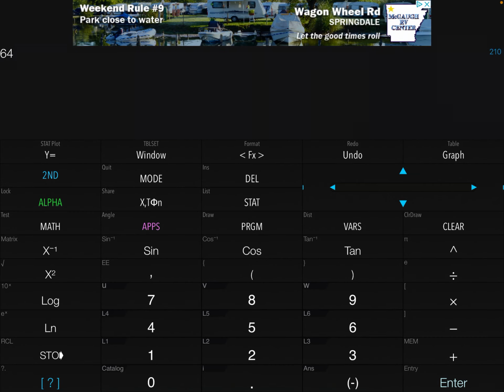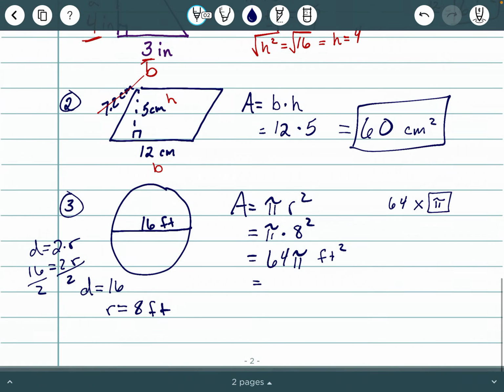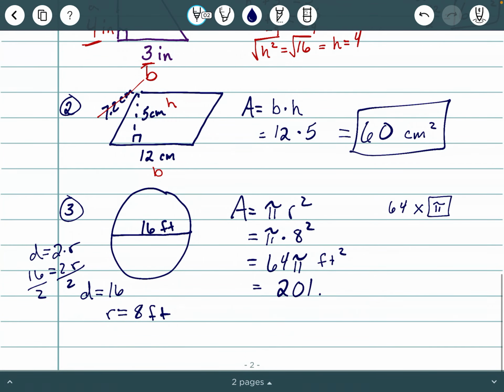We're going to type in 64 times, to find the pi value on these calculators, you're going to look right above this exponent key where it says clear. Right underneath that is my exponent key. And if you look at the top left corner of that, that's your second option for the key. So I hit second, and then it brings up pi like that. Hit enter, and we get about 201 point, we'll round to the first decimal place, so that's going to round to 201.1 square feet.